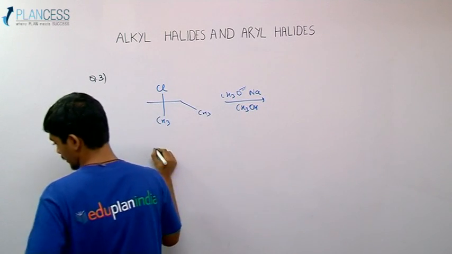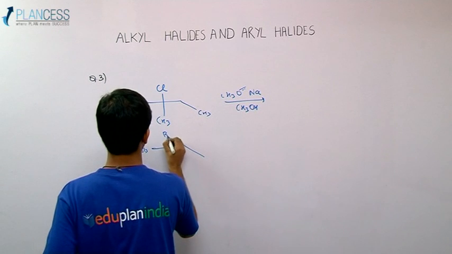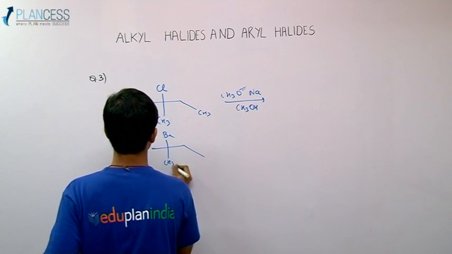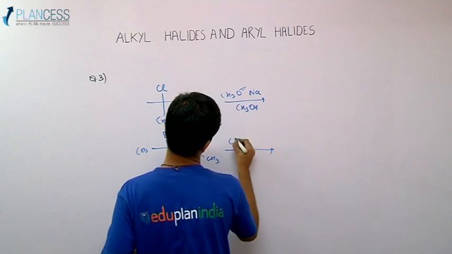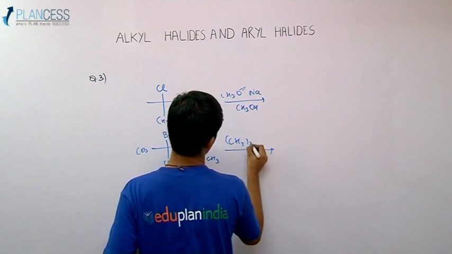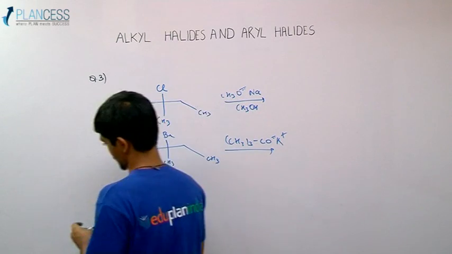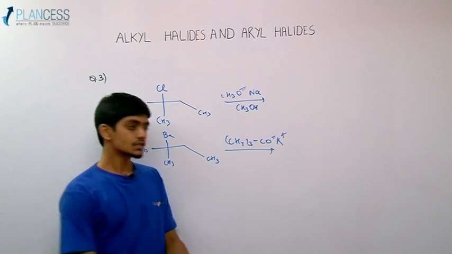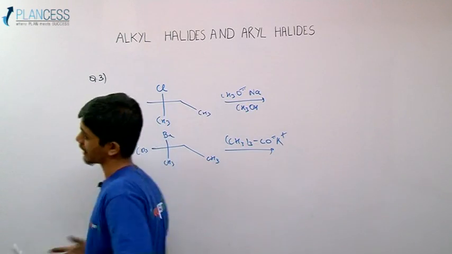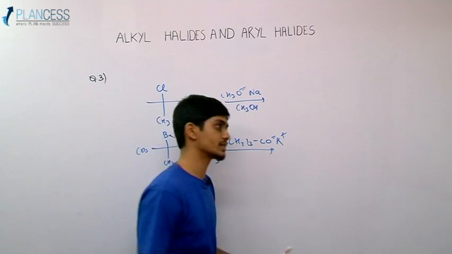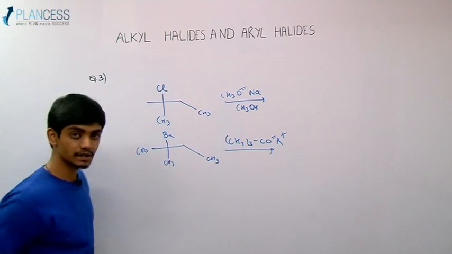Fine. The next reactant is CH3Br, CH3, CH3, and we have this CH3 thrice, CO minus, K plus. That's it. So what are the possible products over here? Again, clearly this is the dehydrohalogenation case, and you must get an alkene. Is it really? Why can't substitution take place?